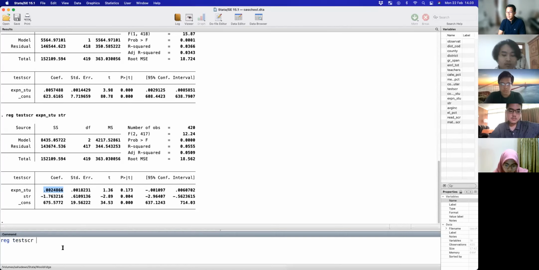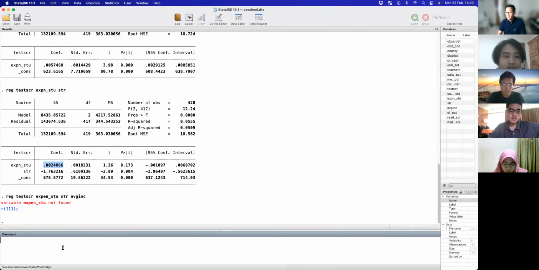Okay, we can also add another variable. So for example, we can add test score, expenditure per student, student-teacher ratio, as well as average income of the parents in each school. Okay, oops, my bad.